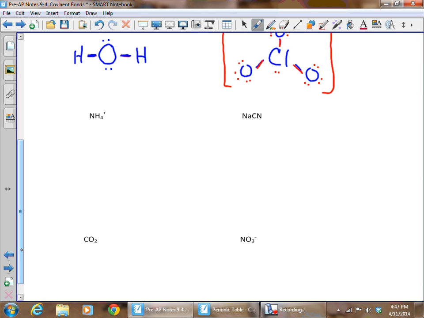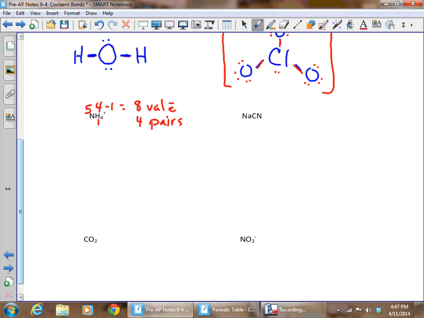Okay, NH4 plus is the next one. Nitrogen has 5 valence electrons. Each hydrogen has 1, but there are 4 of them, so that's a total of 4. Now remember, if it's positively charged, that means it must have a missing electron, which means we're going to take an electron away. So we've got 9 minus 1, we've got 8 valence electrons, or 4 pairs of electrons.